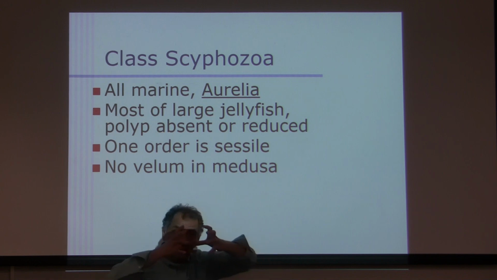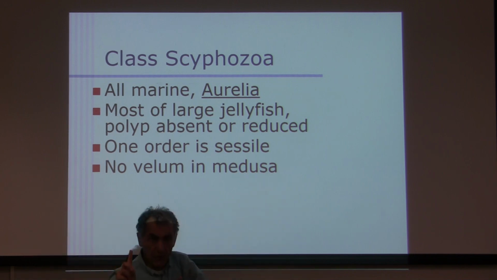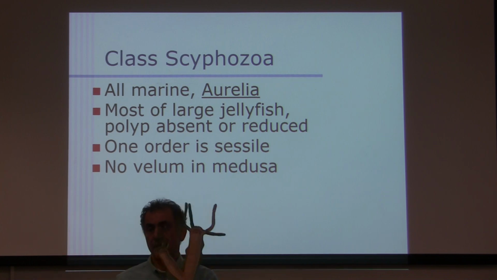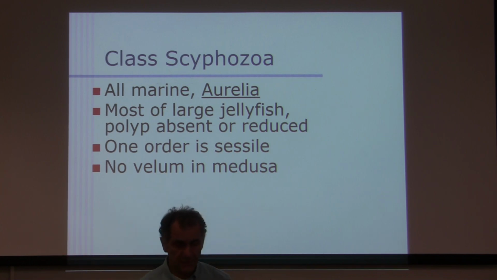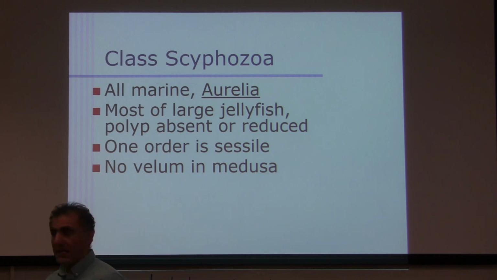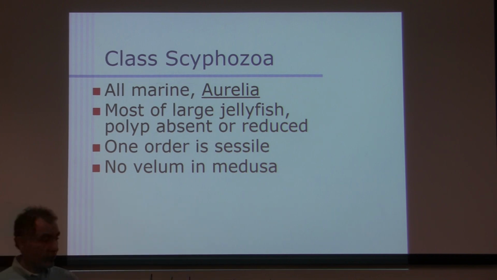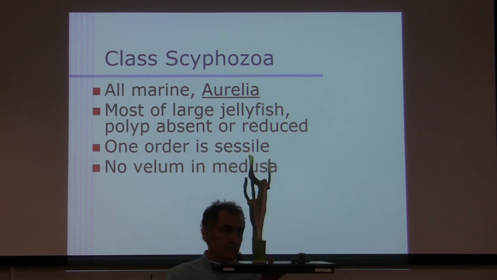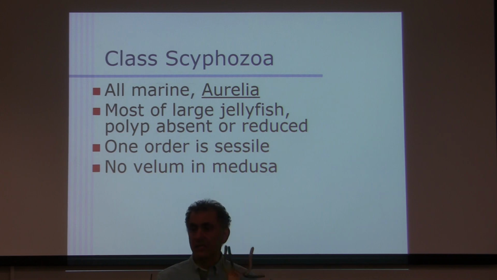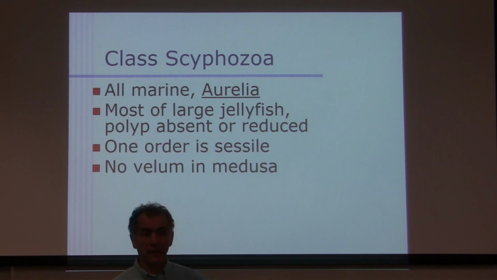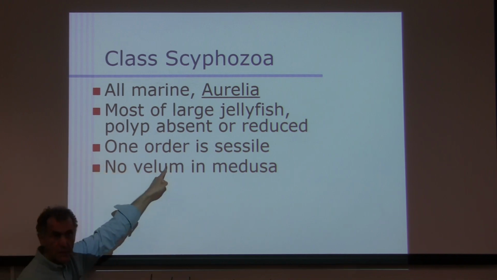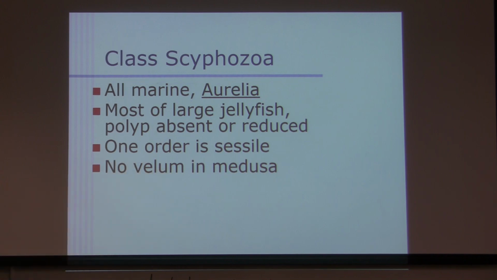In this class, there are a few orders. One of the orders, all of its members are sessile. It means this is sedentary. There is a difference. I guess I didn't emphasize sedentary and sessile here. Sedentary animals do move, but they move slowly. A sessile animal is like a tree. It does not move at all. Sponges are pretty much sessile. So I'm saying in this class, there is one order that is sessile, and I did not give you the name.